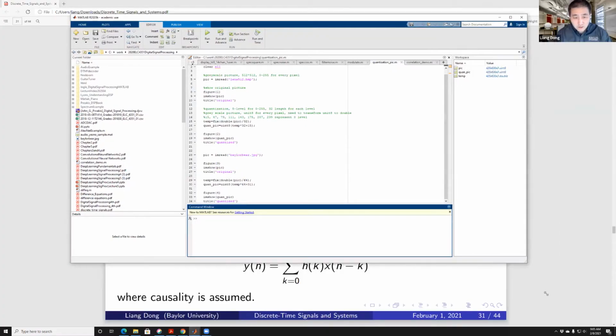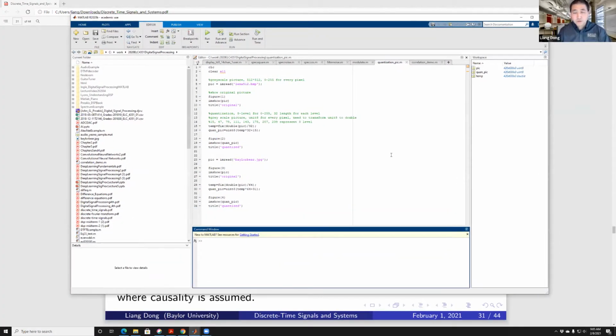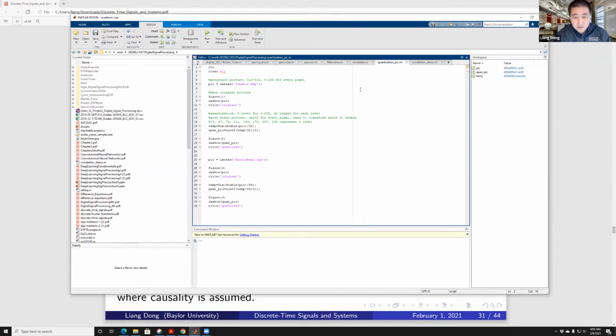Good morning, everyone. Let me start today's lecture with a Matlab example. The example I posted on Canvas is on quantization. So I want to show you two codes. One code is to begin today's lecture, and hopefully I have time with another backup code to close today's lecture. So to begin with is quantization.